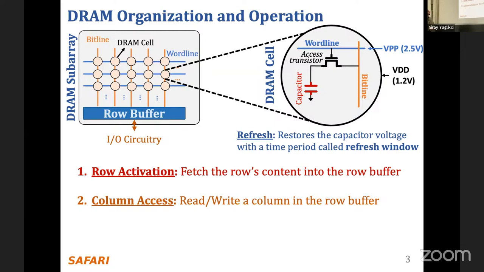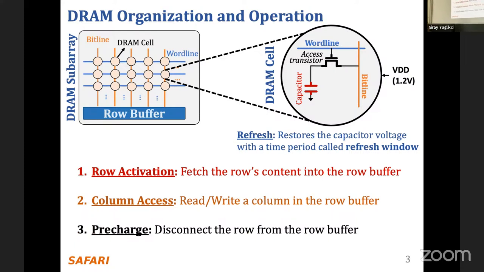Once the row is activated and is in the row buffer, we perform all column accesses to read and write data. Once we are done with this data and we want to access some other data in some other row, we first need to perform an operation called precharge that disconnects these bitlines from the row, so that we prepare the bank for the next row activation.